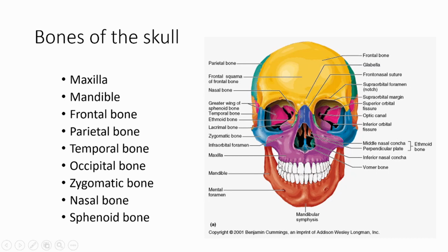The zygomatic bone is this bone we see here in blue. It's forming the prominent part of your cheeks, as well as part of the orbit, where your eyeballs are held. The nasal bone is right here, forming part of the bridge of your nose. And the sphenoid, which we can only see in part, is right here in the back. We'll also see the sphenoid when we look at the lateral view on the side.